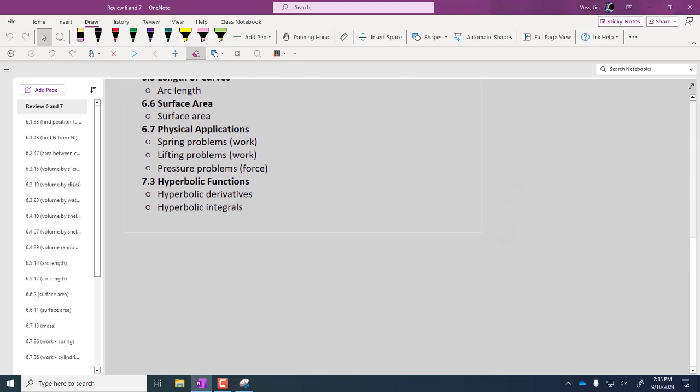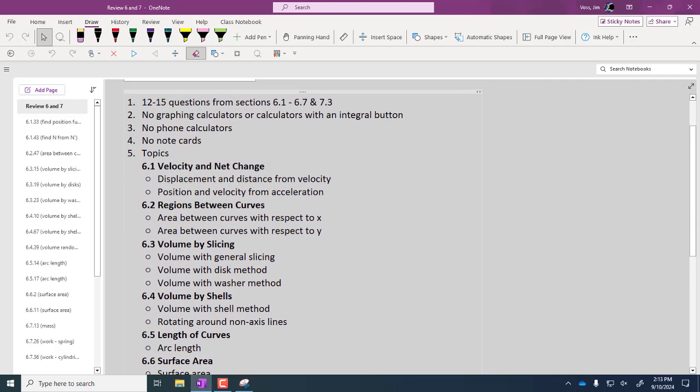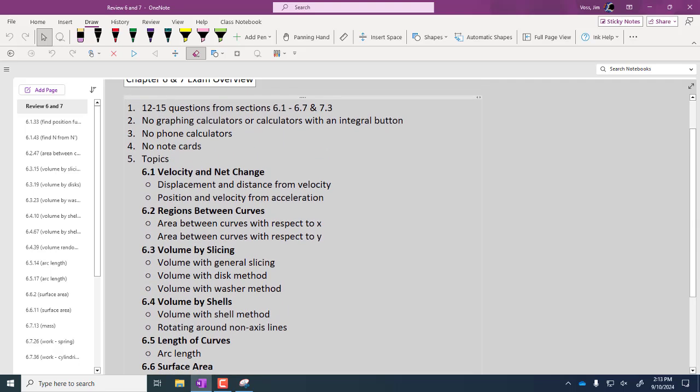So let's go ahead and just make note, no graphing calculators. You can't have one of those Casios that has the integration button. Right? So make sure you don't have the integral button. It's not fair. Your neighbor can integrate and check their work and you can't. Yeah, you can't use a calculator with an integral button.